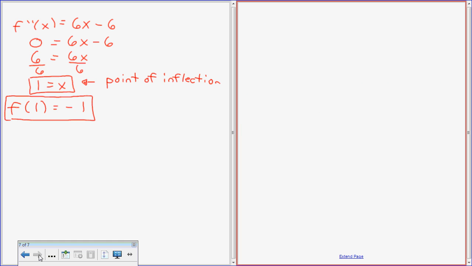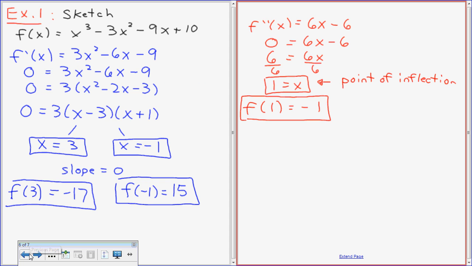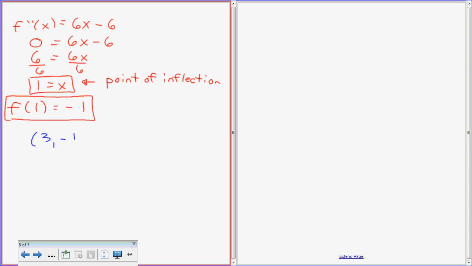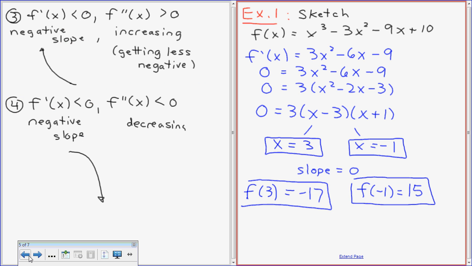Question. Well, why did we put the roots into the original equation? Just so we can graph them. Oh. When we actually graph it, we can get those exact points. The other points I had here, just so I have it on my graph, were 3, negative 17, and negative 1, 15.